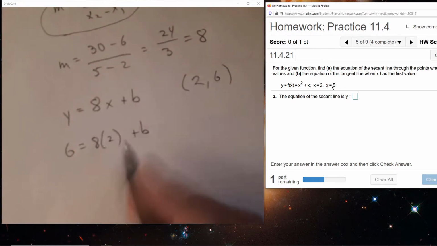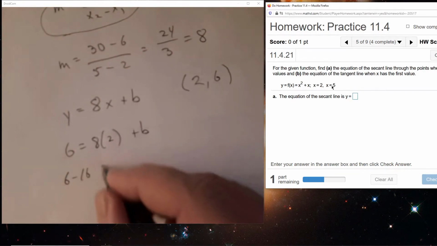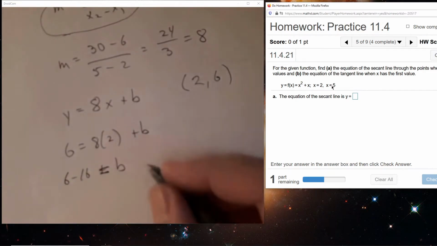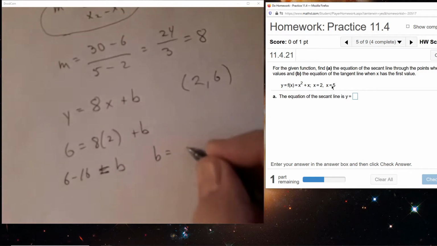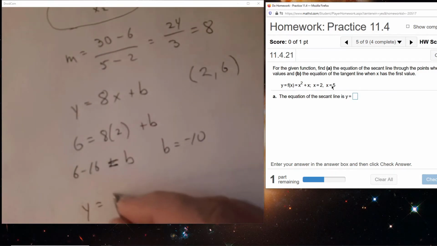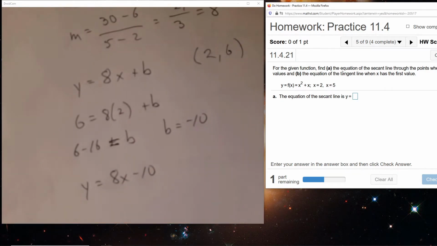And so we'll have 16 here. Whoops, that's an equals there. And so b equals minus 10. And so our equation for the secant line is 8x minus 10.